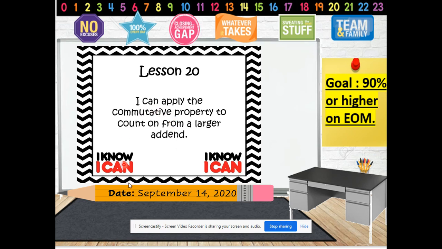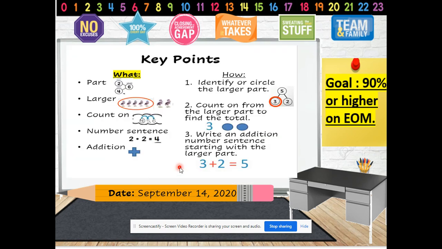It's okay. Let's go ahead and practice our key points. What we need to know to be successful? Well, we need to know our part. And again, our number bond will help us with that. We know that these are our parts and this is our whole. We also need to know what is larger, like the larger part. So if you have 1, 2, 3, 4, 5 birds here and 2 birds here, the larger part would be the 5 birds. 5 is larger than 2.